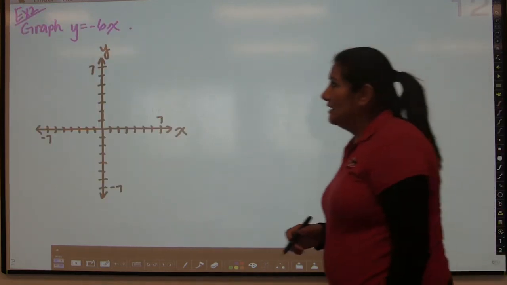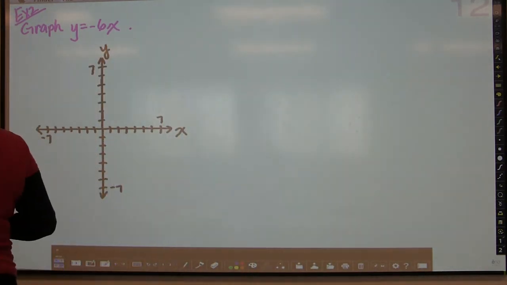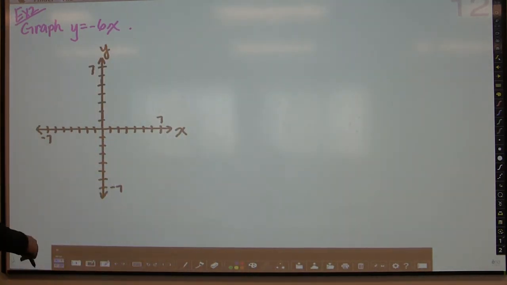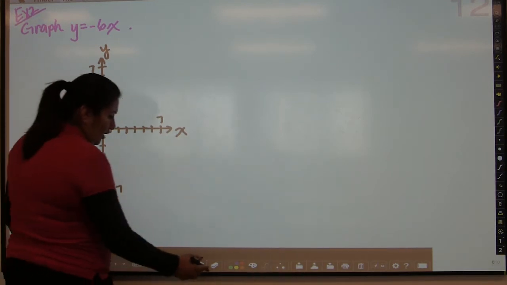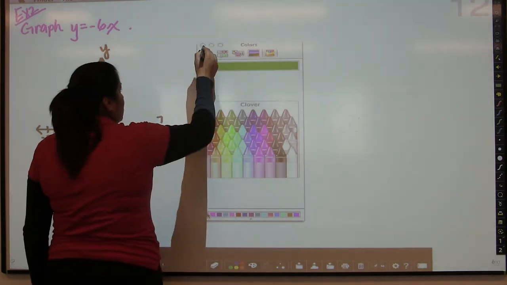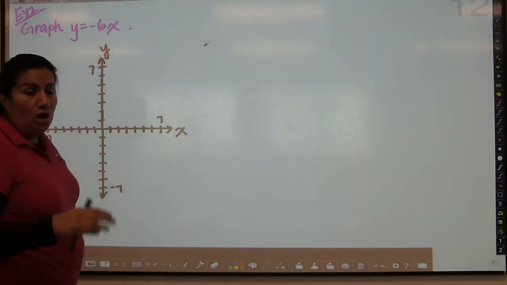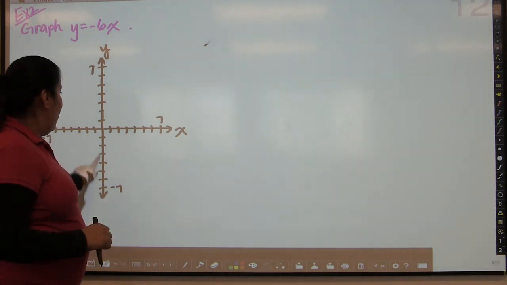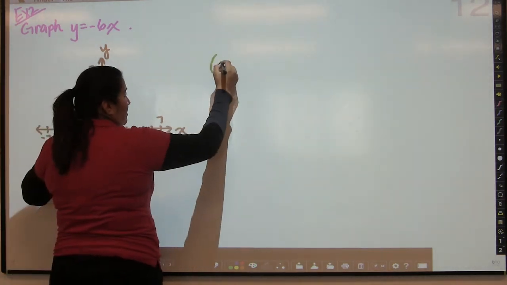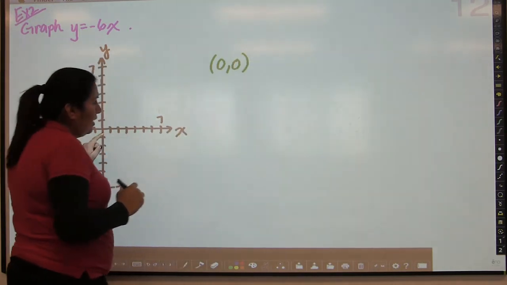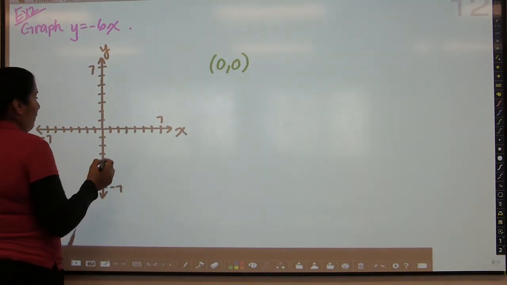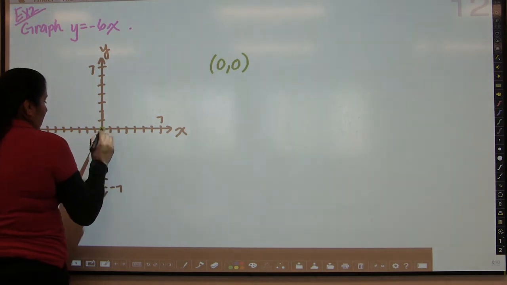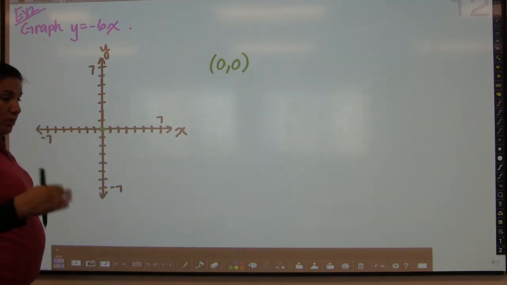In example 2, it's asking us to graph y equals negative 6x. To graph any line, you have to have at least 2 points. But I want to show you a quick way to graph it. One thing I mentioned earlier, and I hope you haven't forgotten, is that the graph of a direct variation equation always passes through the origin. And the origin has as a point 0, 0. So to graph this function, I already know that there's at least 1 point right here. To graph a line, I just need 1 additional point.